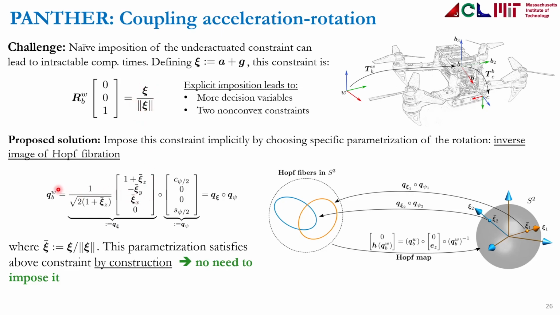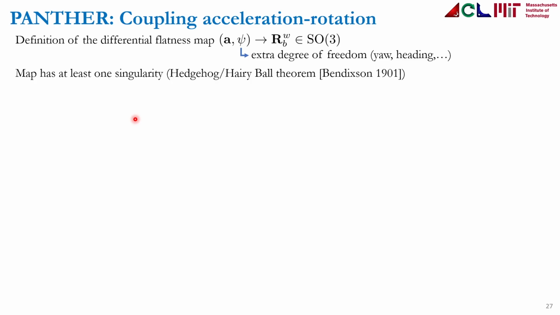The thing is that if you compute the rotation matrix associated with this quaternion and you plug that value into this equation, then this equation is satisfied at all times. In other words, we can drop this constraint because it will be satisfied by construction. Of course, the natural question to ask is, is this the only possible parameterization that you can use? And the answer is no.